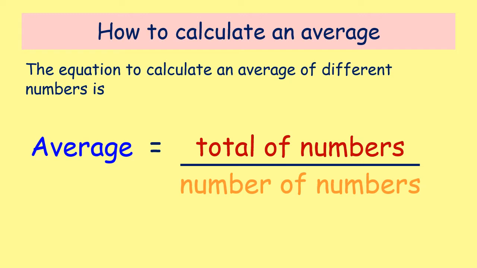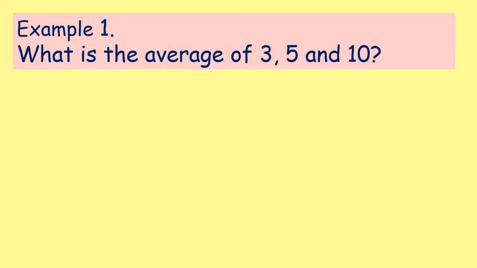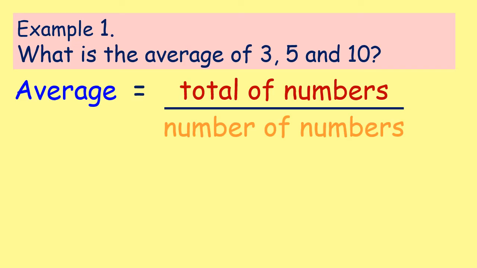So we'll look at our first example now. Our first example is, what is the average of 3, 5, and 10? So the average is the total of our numbers divided by the number of numbers we have. In this, the total means add all the numbers together. So that is going to be 3 plus 5 plus 10. And if we count, the number of numbers we have is 1, 2, 3. We've got 3 different numbers.